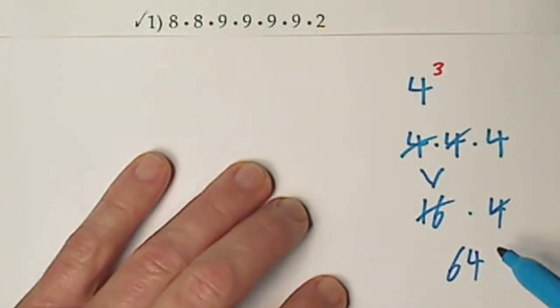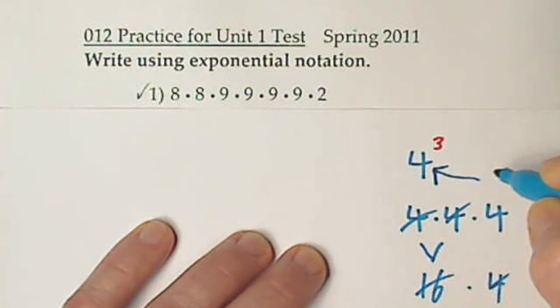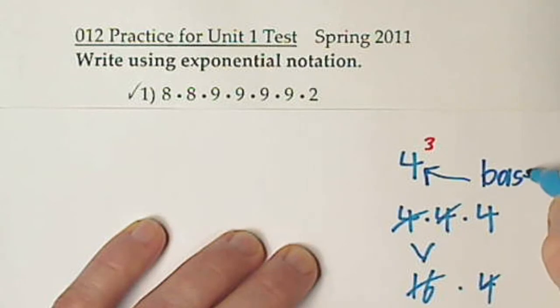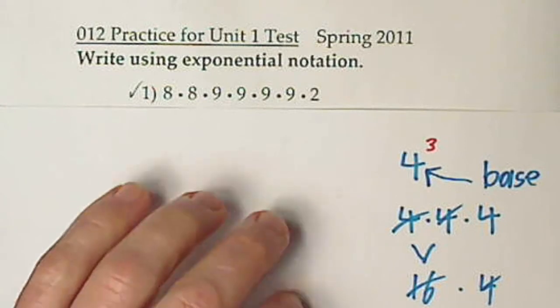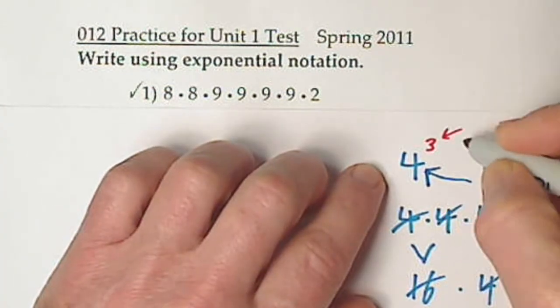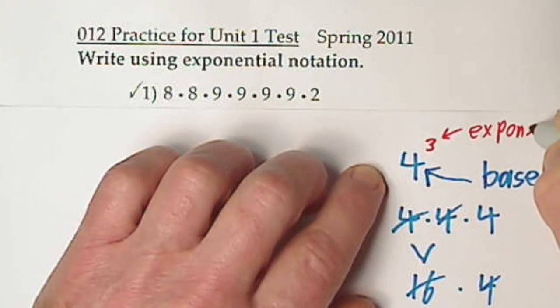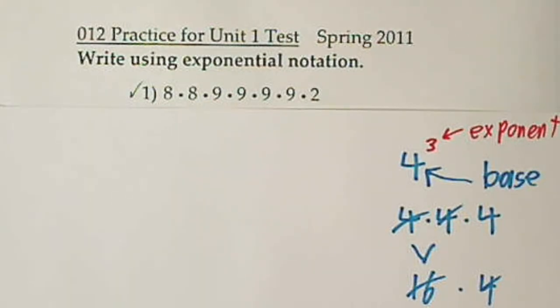But what I'm really trying to get at here is this is called the base. You do need to be familiar, comfortable with this terminology. And the tiny little 3 up here is called the exponent. You need to be comfortable with that terminology.